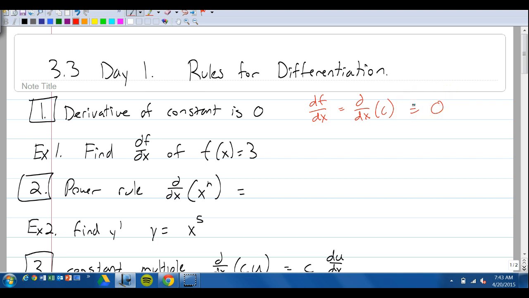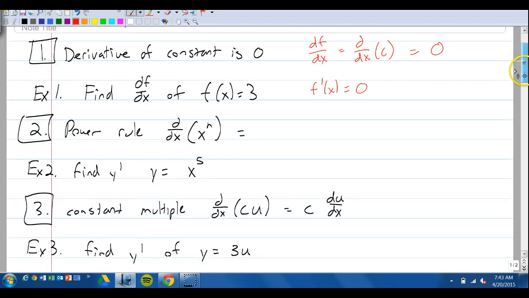So for example 1, find the derivative of the constant f of x equals 3. Well, that'd be f prime of x is equal to 0. And again, it makes sense because this is the line y equals 3. What's the slope of the horizontal line? It's 0.